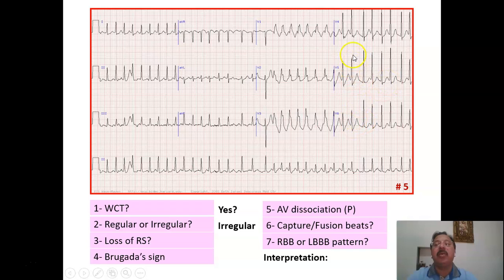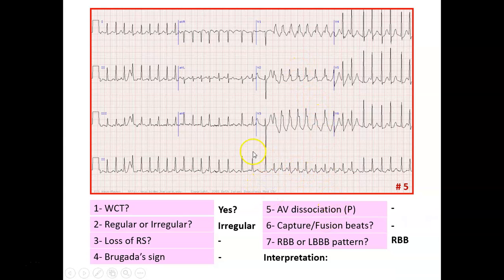So here we are not going to apply the Brugada's algorithm and we'll omit these steps: loss of RS, Brugada signs, capture beats, fusion beats, P waves. But look at the pattern of QRS morphology in V1 and V6. This is right bundle branch block pattern.